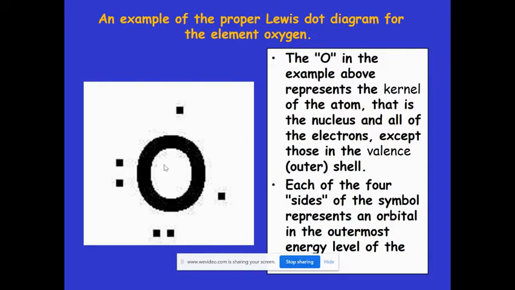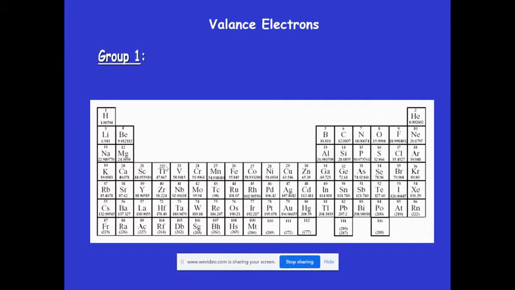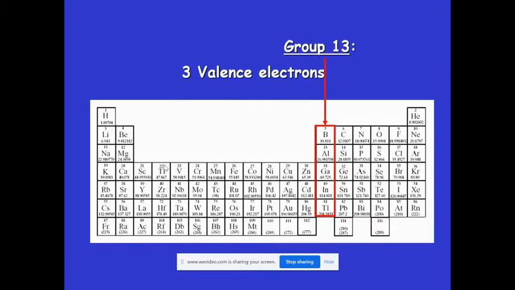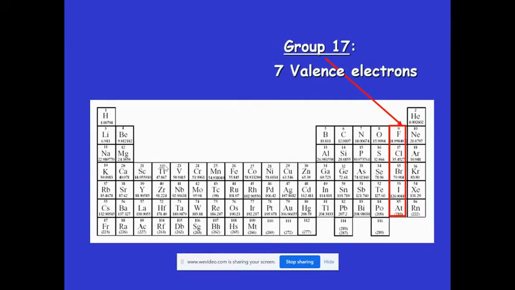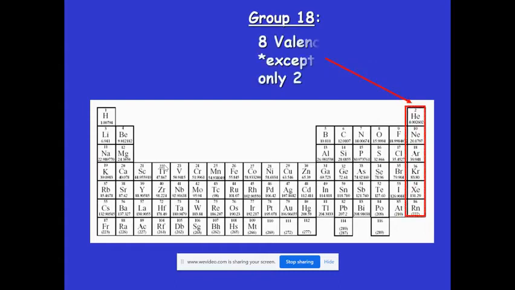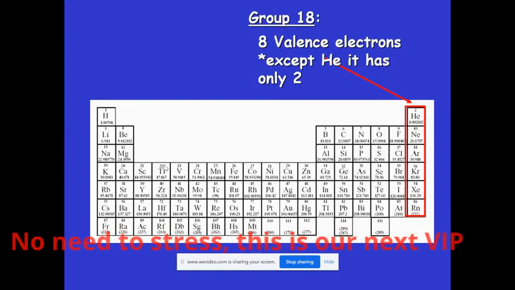And we know exactly how many valence electrons every element has just by looking at the periodic table. Any element in group 1 will have 1 valence electron. Any element in group 2 will have 2 valence electrons. Any element in group 13 will have 3 valence electrons. Any element in group 14 will have 4 valence electrons. Group 15 has 5 valence electrons. Group 16 has 6 valence electrons. Group 17 has 7 valence electrons. And group 18 has 8 valence electrons, except for helium, which only has 2 total electrons.